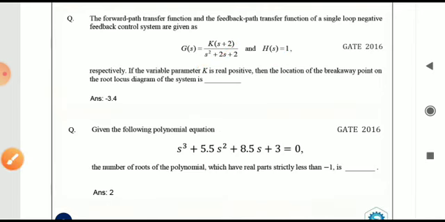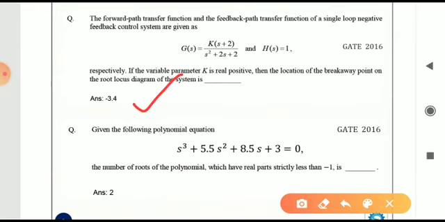Now we know to get the characteristic equation, 1 + G(s)H(s) = 0. You can form the expression and we need to find an expression for K. Then go for the differential dK/ds = 0. Thereby you can find the location where the breakaway happens, and you can find it as s = -3.4. That is the breakaway point.